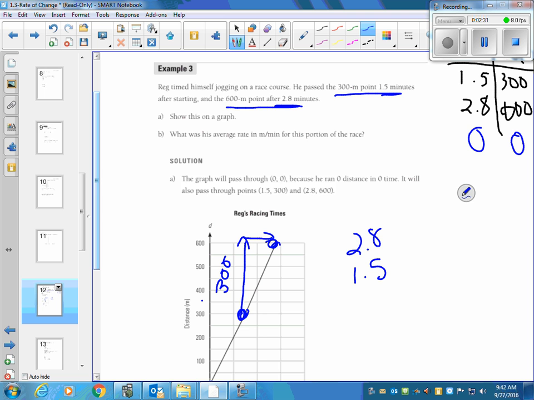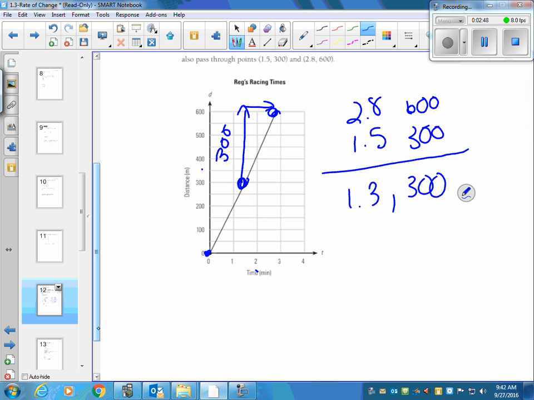Remember, we talked about writing the second point over top of the first point, and then you can do the subtraction like you guys had done in the past. Gives us 1.3 and 300. So we rose 300 and ran 1.3. So if we did this, we'd get 300 divided by 1.3, because rise over run gives our slope or our rate of change. Okay.